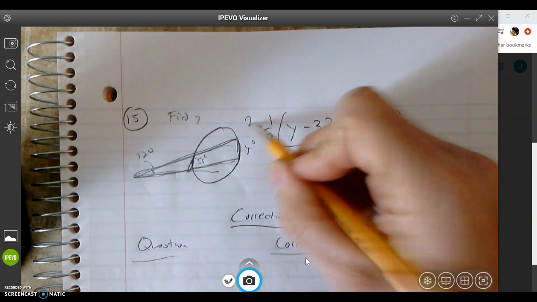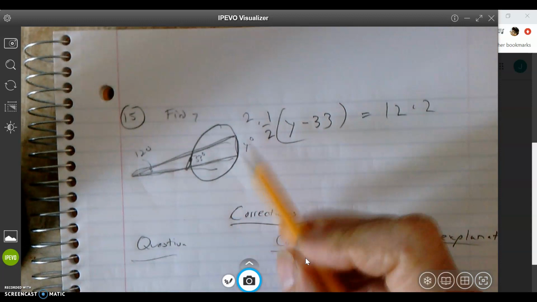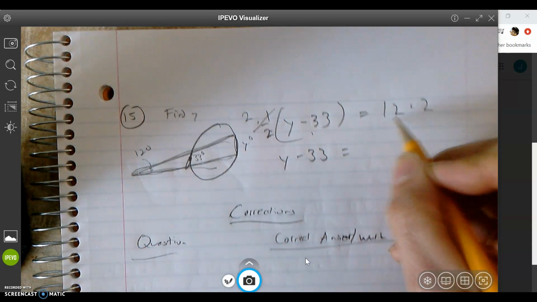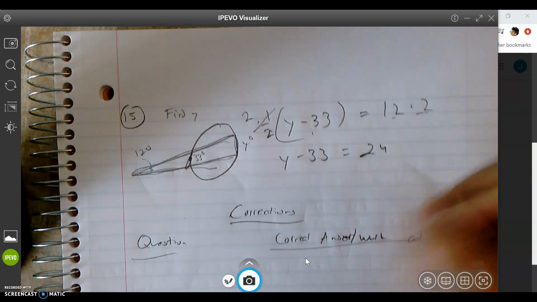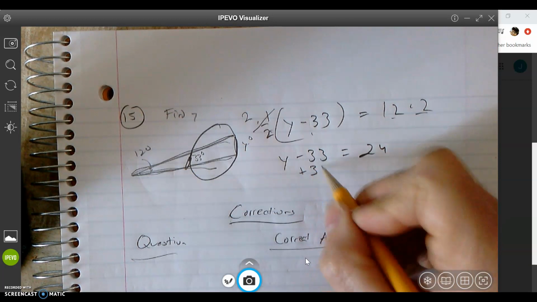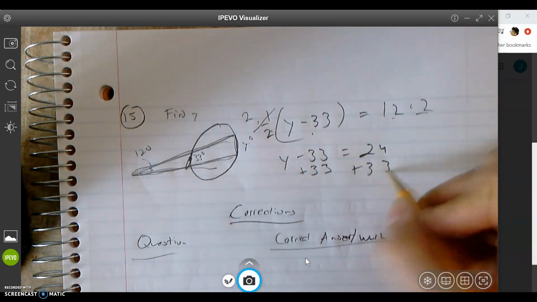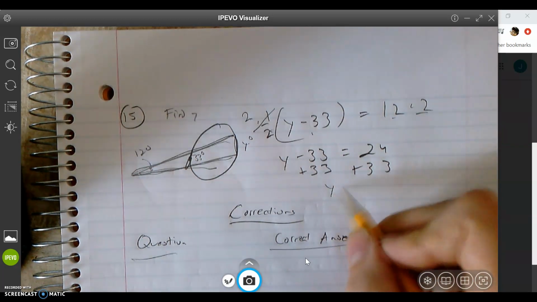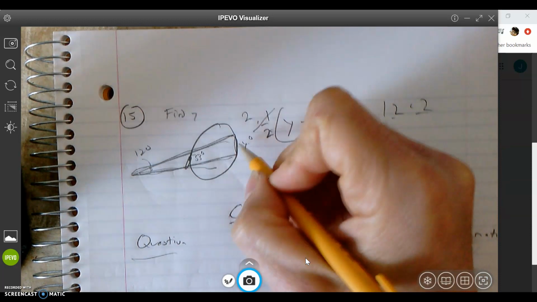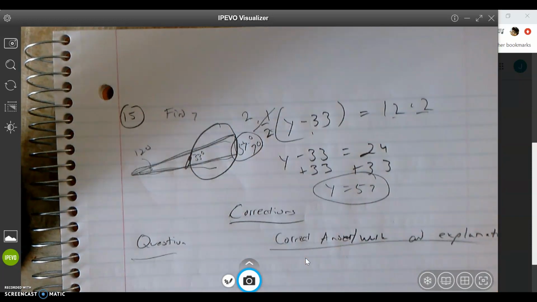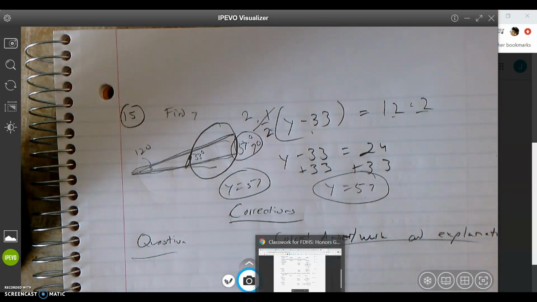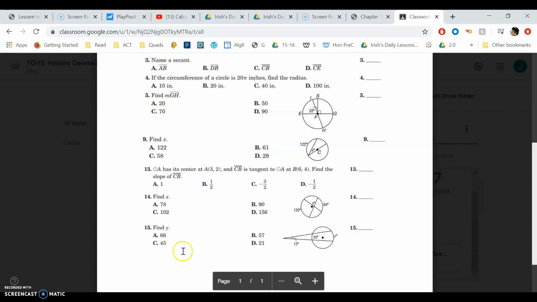So I'm going to multiply by 2, because half of 2 is 1. So 1 times this is just this. 12 times 2 is 24. And then add 33. I have 24 plus 33, which is 57. So y equals 57 degrees. Cool. So that's going to be B. 15 is B. Cool.